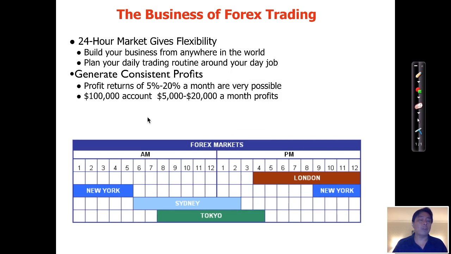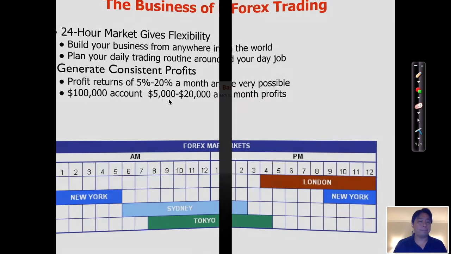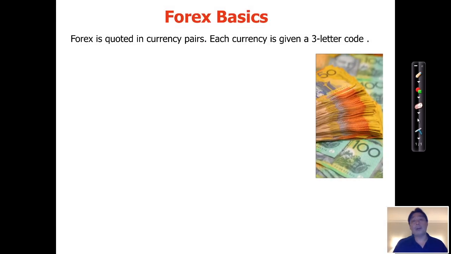So for a $100,000 account, for example, you can easily generate 5 to 20 grand a month in profits. Again, when I say easily, means you have mastered the skill, okay? Now, you don't have to start with 100,000, obviously. Like I said, you can start with $1,000, you can start with $200, but understand that you are then getting 5 to 20% returns off that $1,000 or off that $200, okay?